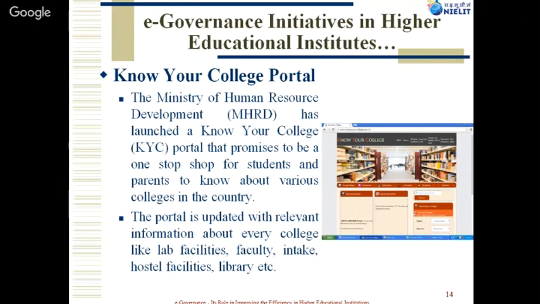Another one is the Know Your College portal. That is again an initiative of MHRD, which launched the Know Your College portal that promises to be a one-stop shop for students and parents to know about various colleges in the country. The provision is there. You can select the state, then the universities within the state will be listed. From the list, you select the university. From there, you select the institute, college, or any other. After selection, you will be able to know its location, its purpose, and even the website of that particular institute. So this is one common portal for all the colleges. The portal is updated with relevant information about every college, like lab facilities, faculty, intake, hostel facility, library, etc. So such kind of information is available.